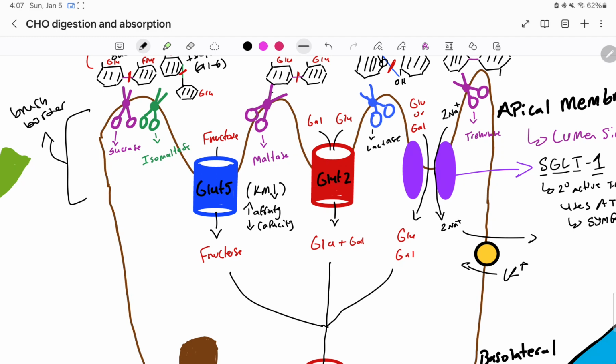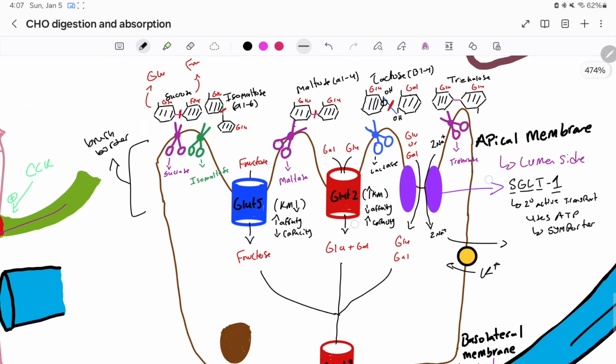GLUT2, for example, remember we said it's not very specific? That means it has a high Km, meaning it has a low affinity for all of these different molecules. It's not very specific, but it has a high capacity, so it requires a high number of these molecules, like glucose and galactose. And that should make sense to you.